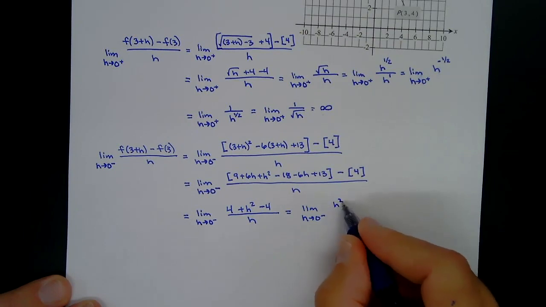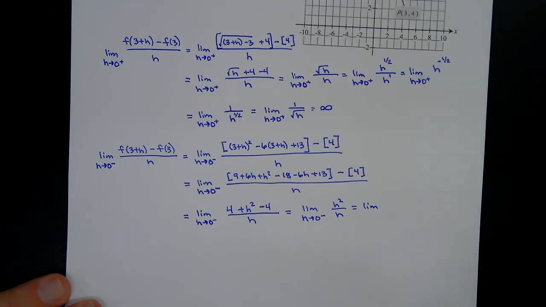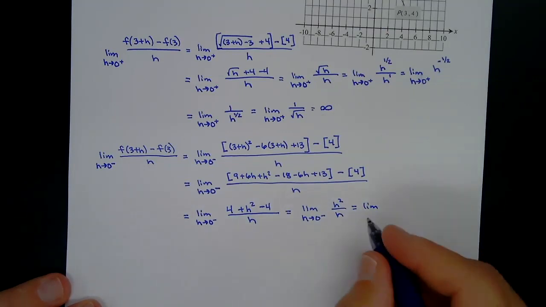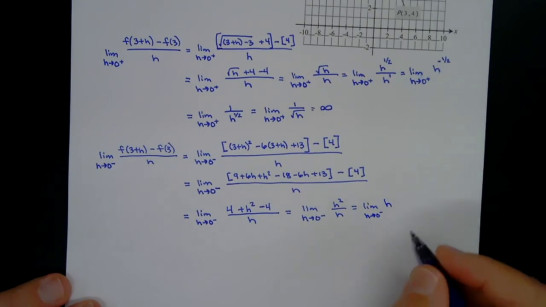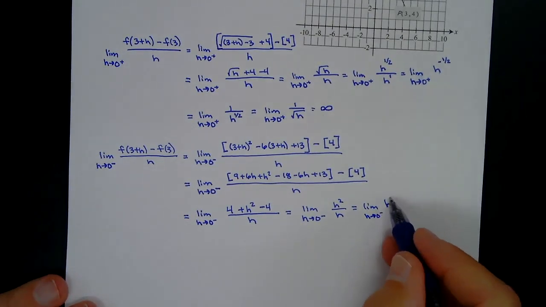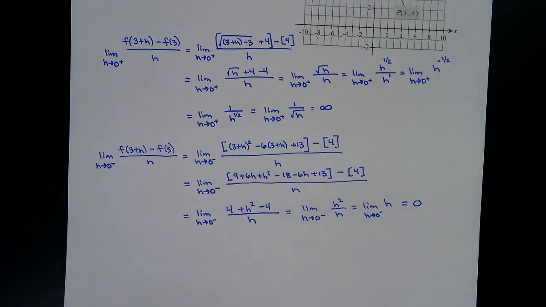over h, which becomes, that's exponent rules again, right? It'd be 2 minus 1, which would be 1. So this would be h to the first, or just h. So this becomes the limit as h approaches 0 from the left of h. Now whether it's left or right doesn't matter, because now we can do the direct substitution. This becomes 0.